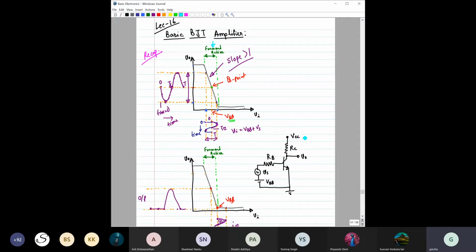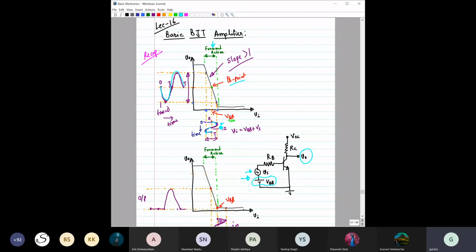consider this circuit. Here VBB is used to set the Q point. On top of VBB, we have superimposed a sinusoidal signal. As this sinusoidal signal changes, the Q point, meaning the operating point, will also move from this position to this position. And we have already discussed that you will get an output, V output, which is basically this one, in this fashion.